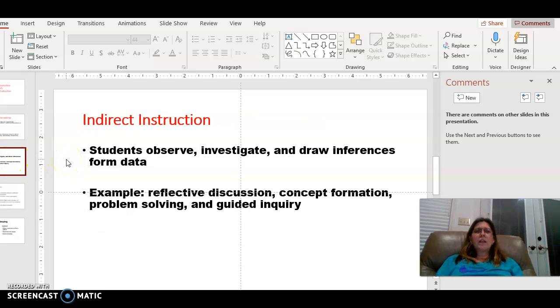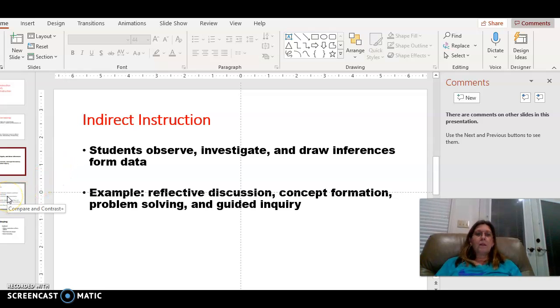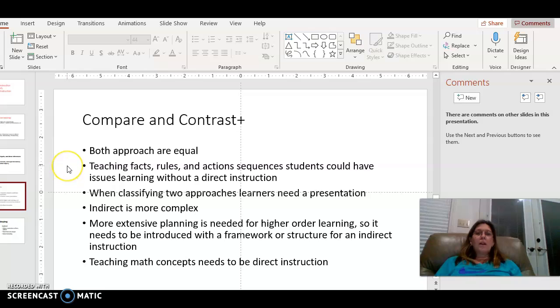Indirect instruction, students can observe, investigate, and draw inferences to form data. An example of that would be like a reflective discussion, concept formation, problem solving, and guided inquiry. This is more working on their own. Doing some compare and contrast.